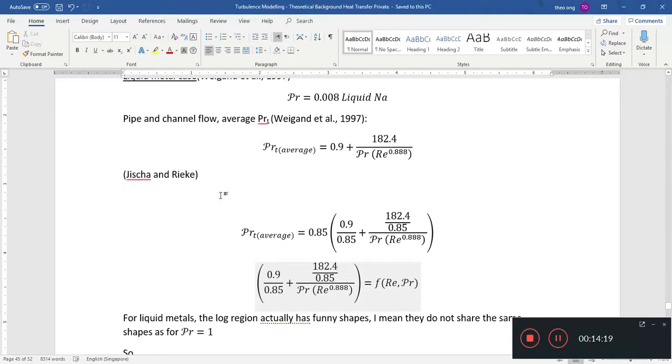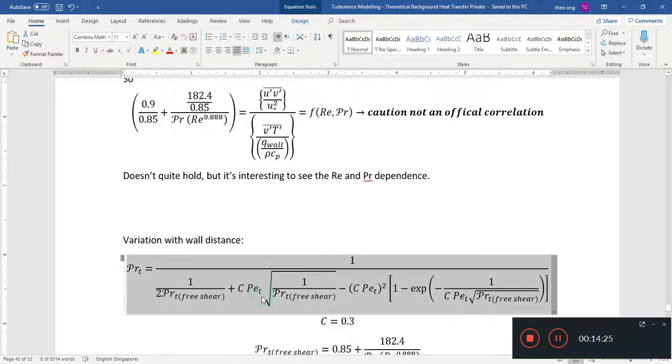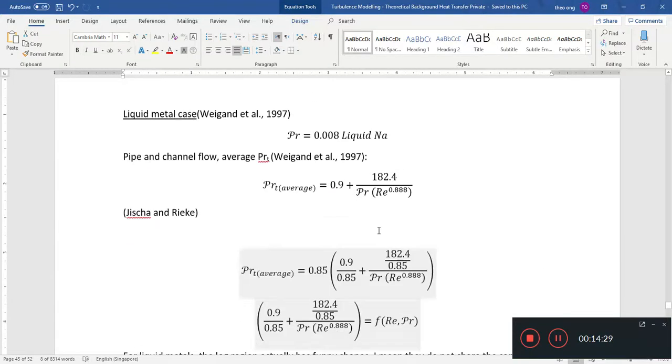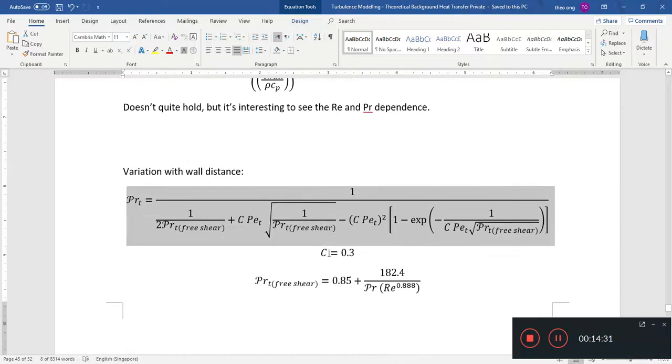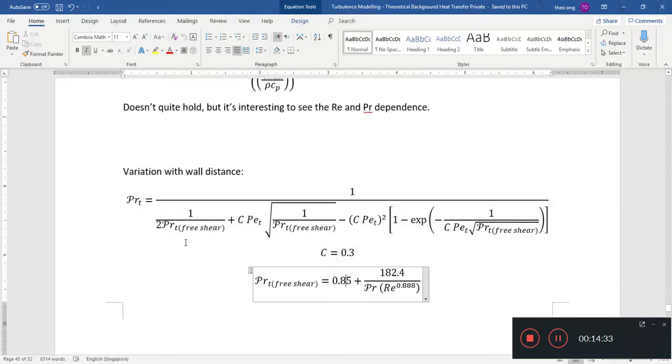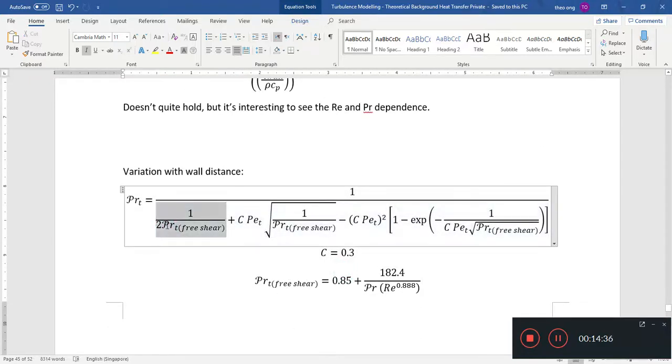I don't know, sorry, probably not pronounced the name right, but this is what they came up with. So to develop something that's nearer to the wall, Kays and Crawford took inspiration from there. There's a free shear Prandtl number, or in the paper you see the turbulent Prandtl number at infinity, which means it's in the bulk fluid or the free shear zone. So this will appear here, here, and here.